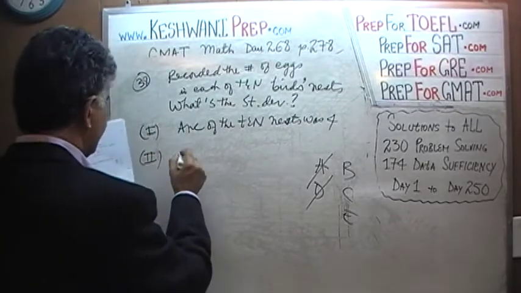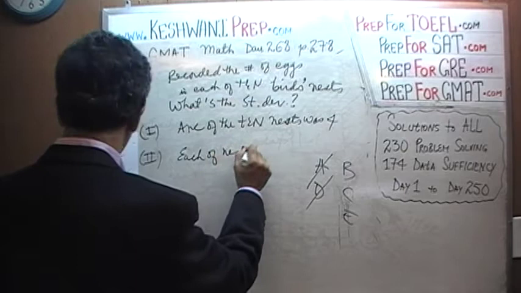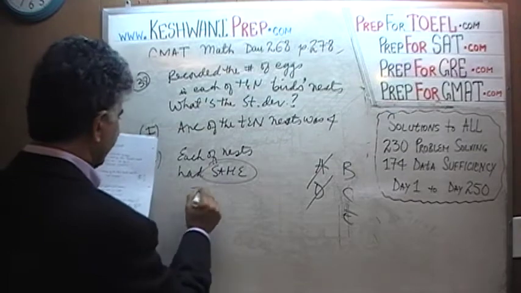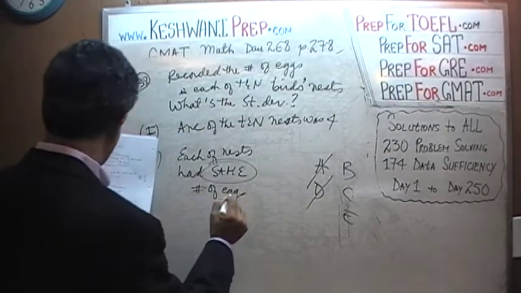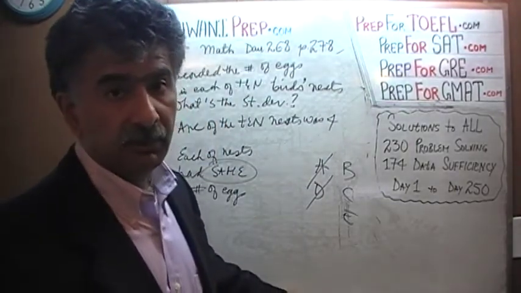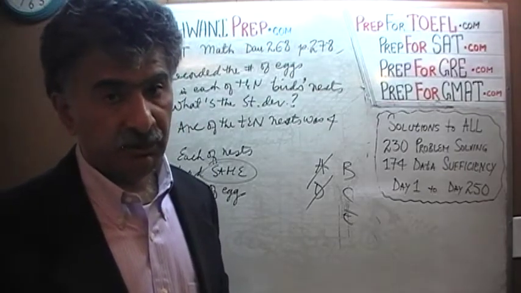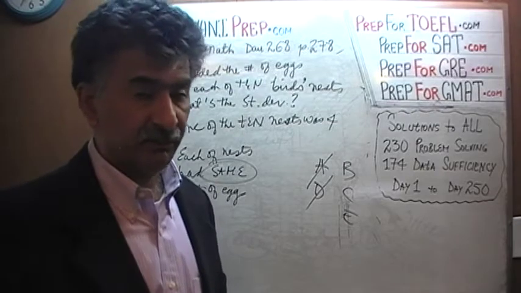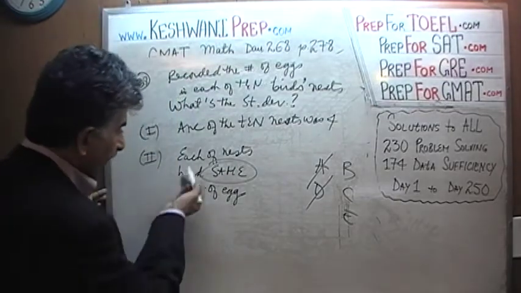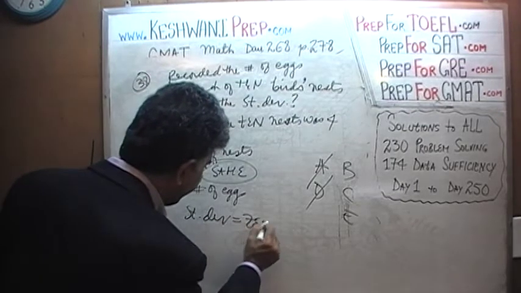The second statement tells us that each of the nests had the same number of eggs. Well, if each of those 10 nests had exactly the same number of eggs, then there was no deviation. Whatever number of eggs you see in one nest is the same number of eggs in all the others, and that's your average. There is no deviation from the average. So the standard deviation, if they're all the same, is going to be a big fat 0.